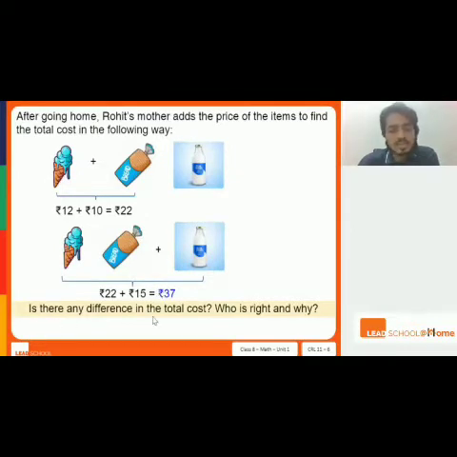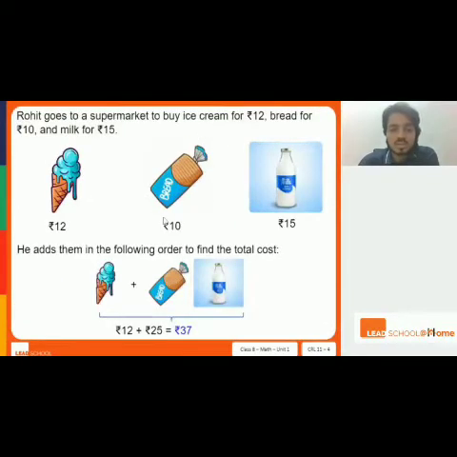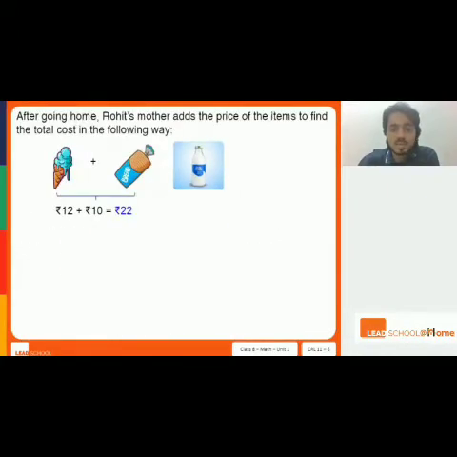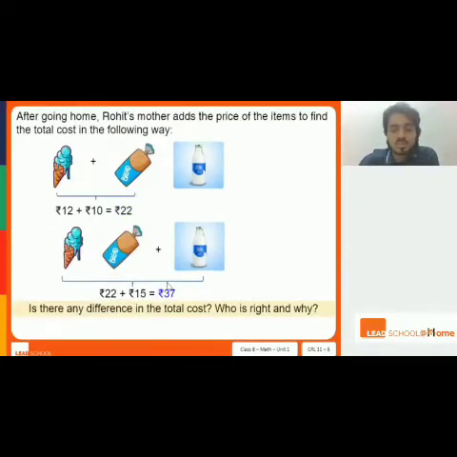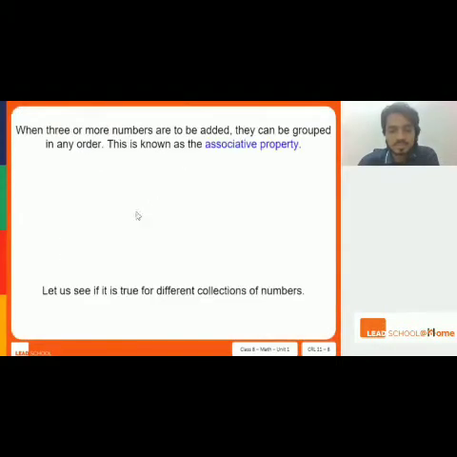Now is there any difference in the total cost? Who is right and why? The total cost calculated by Rohit was also 37, as we can see, and total cost calculated by his mother is also rupees 37. So there is no difference in the total cost. Both of them are correct, right?